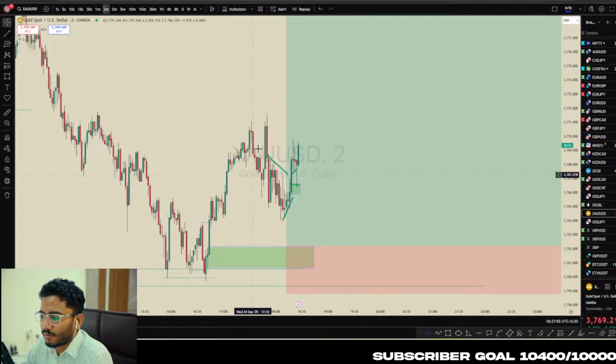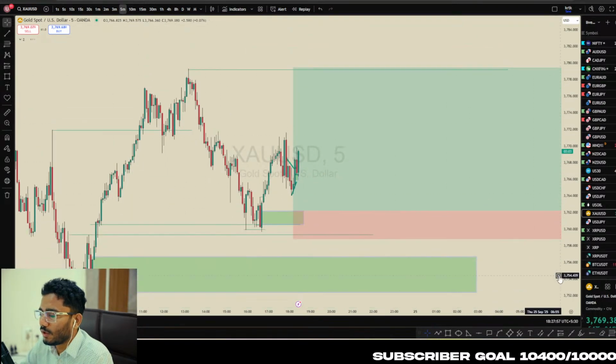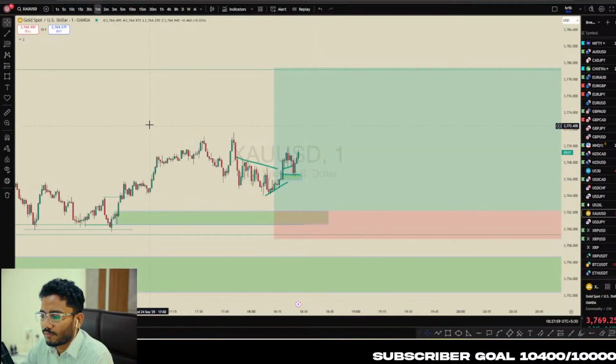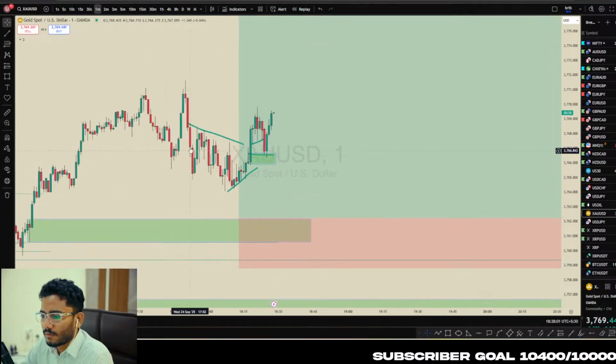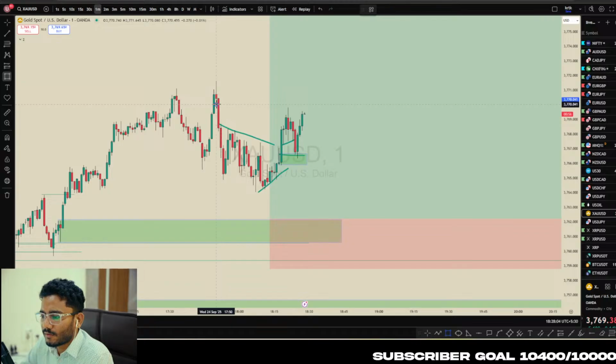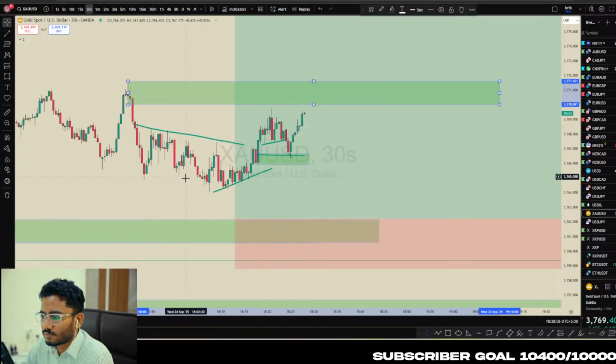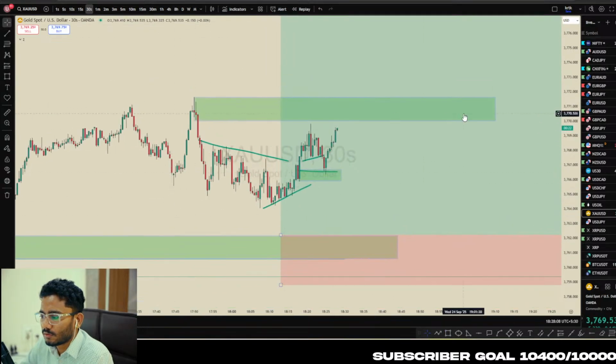If you notice the pattern, it's just sweeping from one liquidity to the next. Like if you see over here, because there is imbalance left in this order block here.